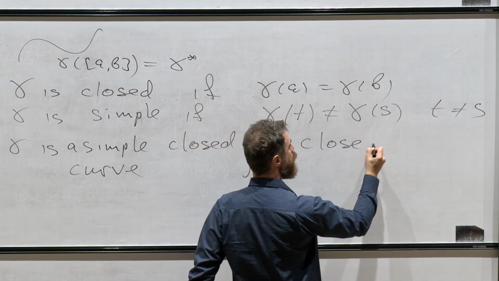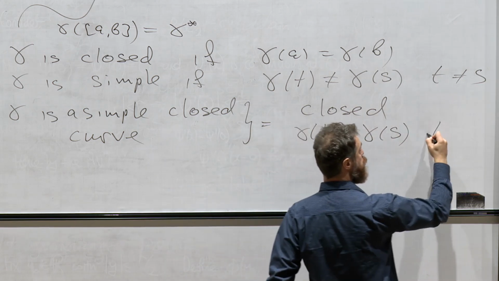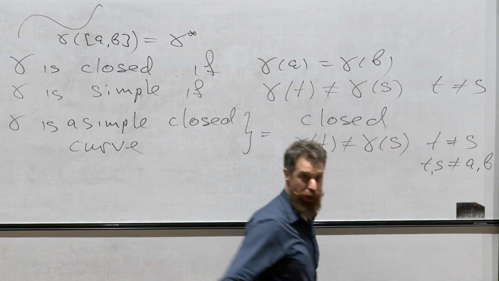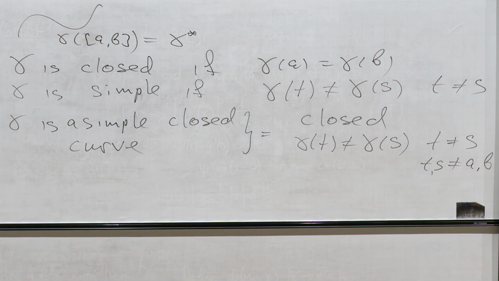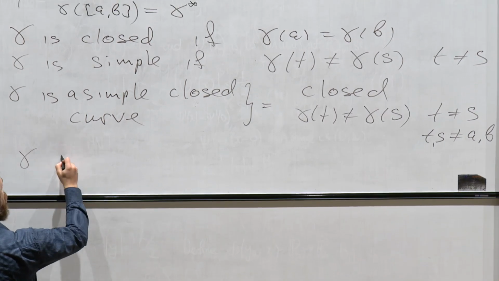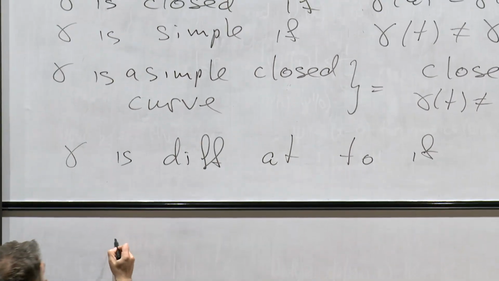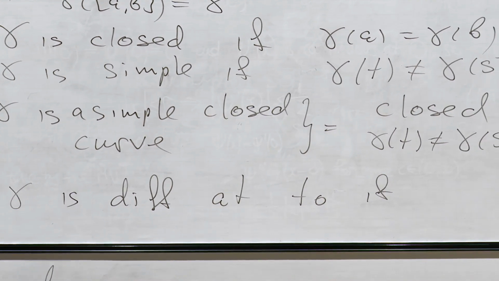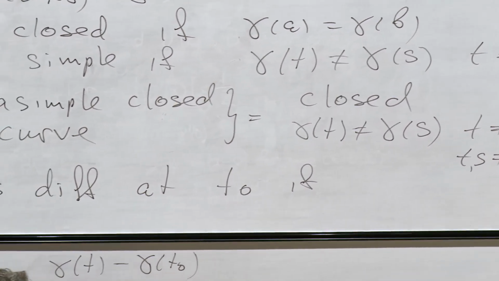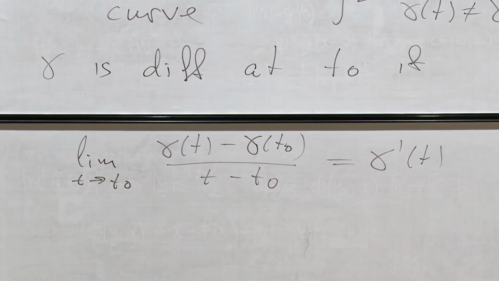So it's closed, and gamma of T is not gamma of S for T not equal to S, unless T and S are endpoints. So of course, endpoints are the same. There are no other double points. And then we say that gamma is differentiable at some point T naught if the following limit exists as T goes to T naught, of gamma of T minus gamma of T naught, over T minus T naught. And then, of course, if it does exist, we denote it as gamma prime.